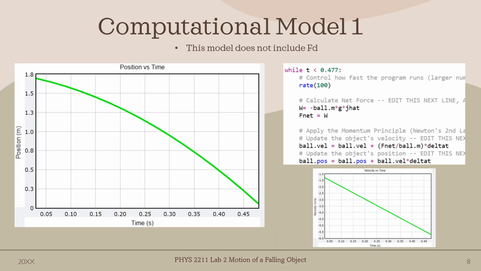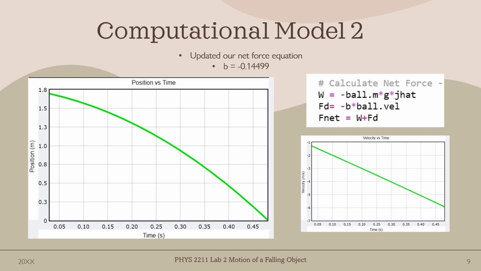Using GlowScript, I have rearranged this code for the first computational model, which does not include drag force. So we're only looking at the force of gravity in this case, which is all that F net accounts for. The force of gravity is negative ball mass times gravity times j hat.